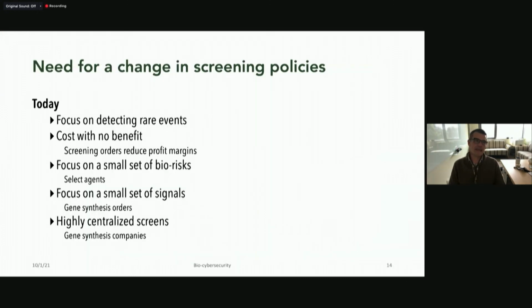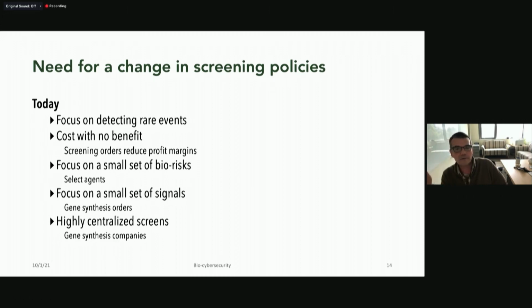So the experience of implementing the guidance and seeing the reaction that we got after the work was published makes me think that maybe we've not been thinking about this in the right way. I think that there are a number of problems with the way the screen is performed today. First, the focus is way too narrow in terms of both what sequences we are screening and what kind of threats we are looking for.